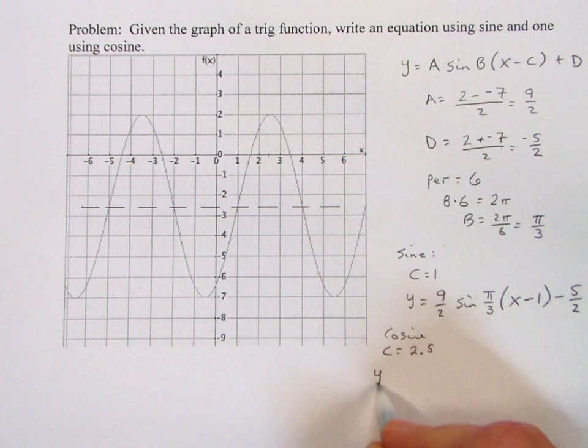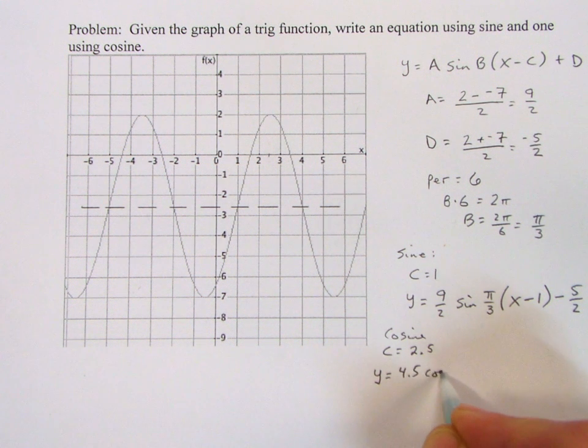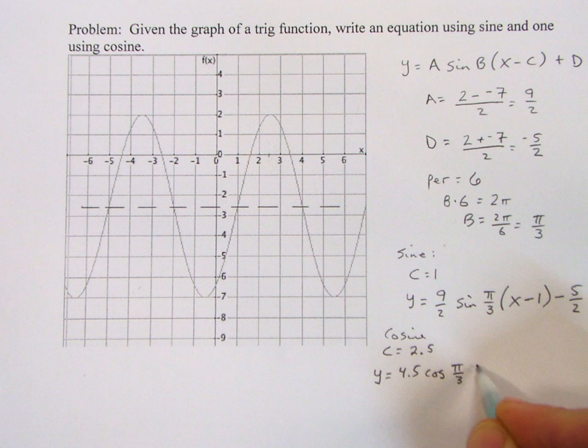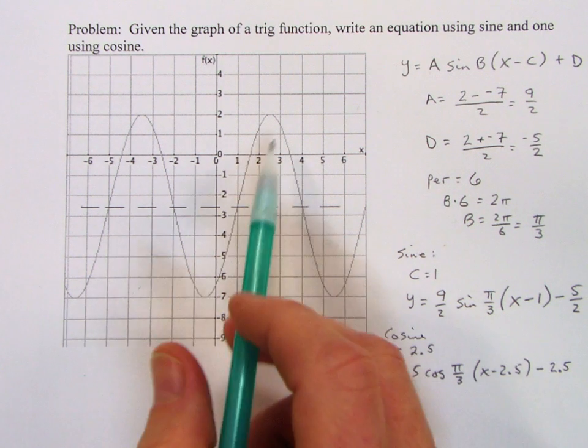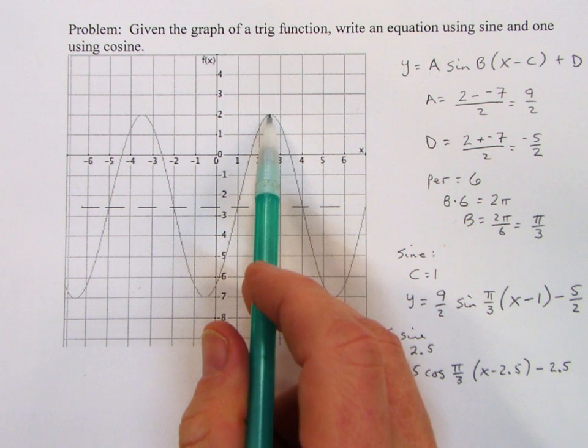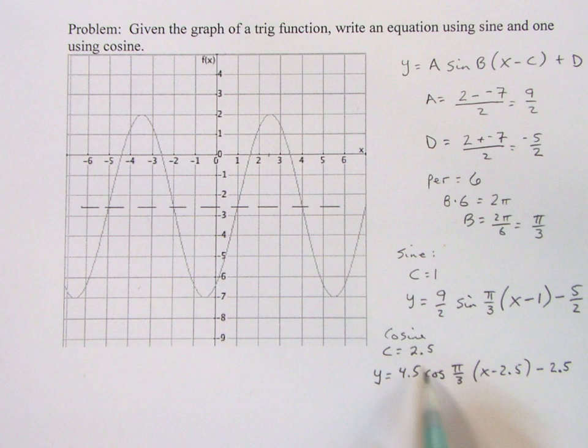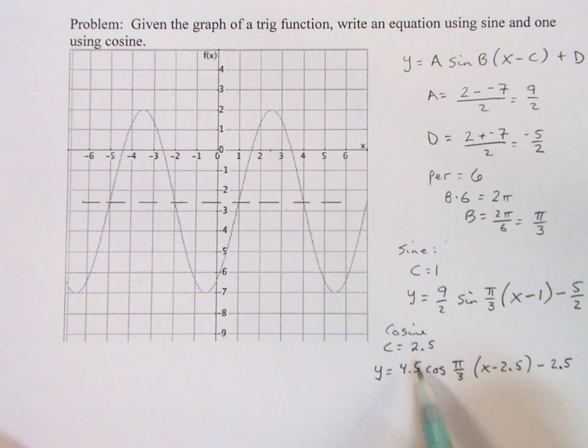Since I wrote this as a decimal, I'm going to write the whole thing with the 9/2 as a decimal as well. So I could say 4.5 cosine of pi over 3 times x minus 2.5, minus 2.5. Now when we're looking at that, let's check to make sure we agree. Cosine starts at the high value and then goes down. Yes, this one does, so that means our a value is positive.